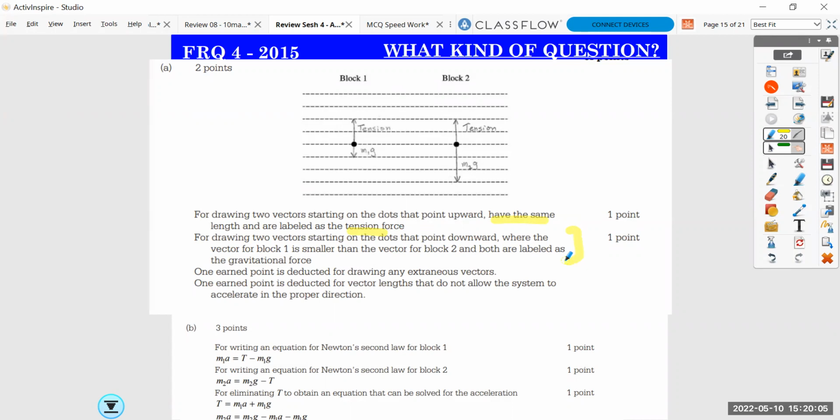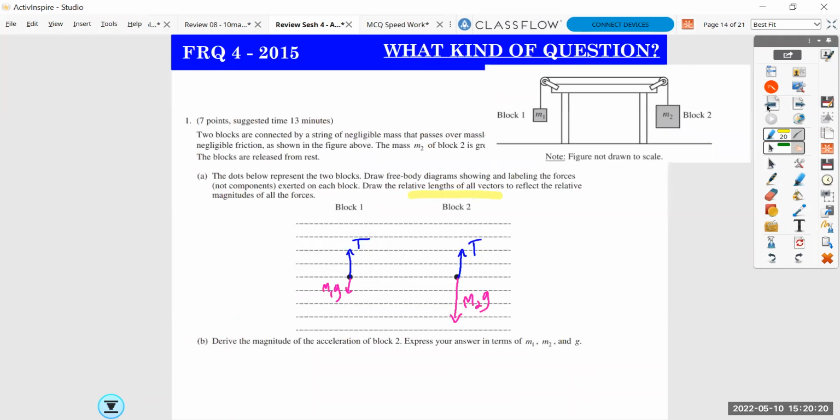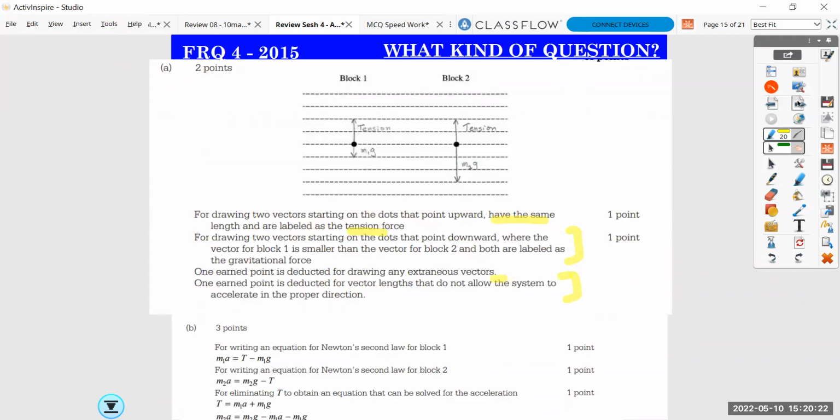And then there's opportunities to actually lose points, which is interesting. If you draw any extra vectors, you draw friction, you draw a normal force, you lose a point. Also, there's a point that you can lose if your vector lengths don't allow the system to accelerate in the proper direction. So let's imagine what that means.